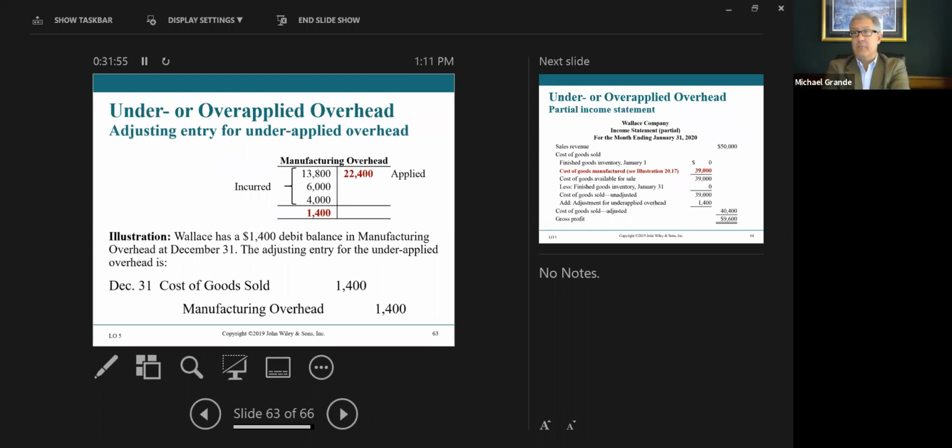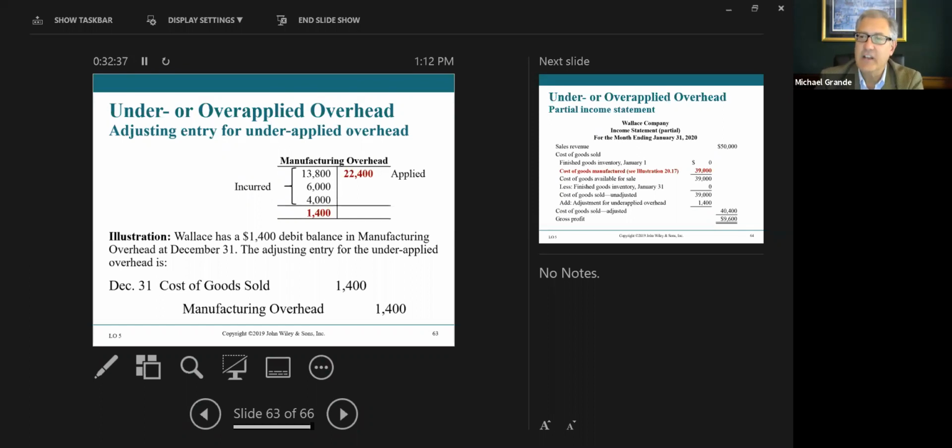Here's an example. This is the example we're working with. So in this account, this was Wallace, the manufacturing overhead account. They had $13,800 in indirect materials. They had $6,000 in indirect labor, and they had $4,000 in other factory costs. Those were actual costs. They only transferred out, as you recall, $22,400. That was 80% of the direct labor. They got $1,400 left over. Wallace has a $1,400 debit balance in manufacturing overhead at December 31st.